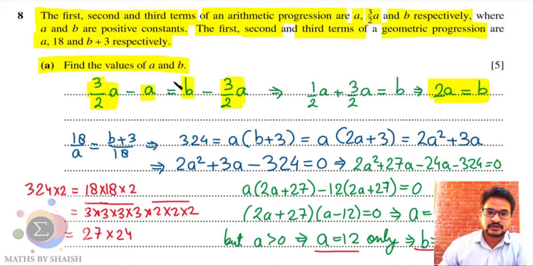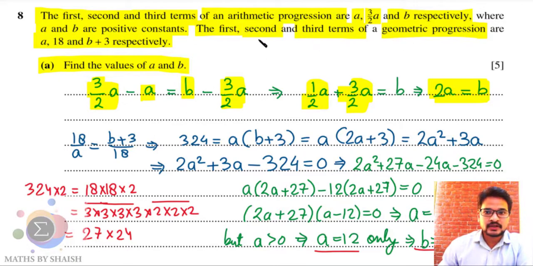We take all the A things to one side. 3 by 2 A minus A is half A, and this minus 3 by 2 A towards the left hand side is plus 3 by 2 A, and we are left with B. Half plus 3 by 2 is 4 by 2, that is 2, so it is 2A equals B.